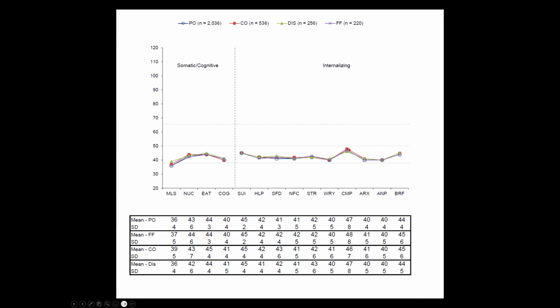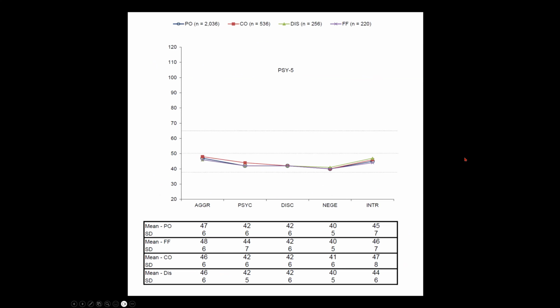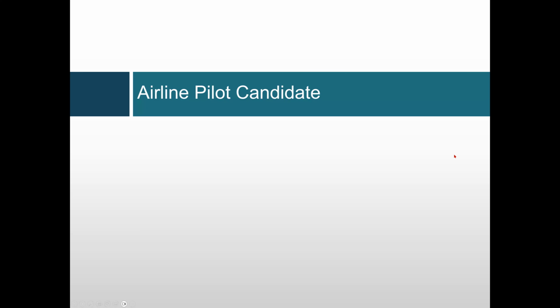We see similar findings for the other public safety positions, also with the self-importance and the dominance scales, and quite comparable scores on the Psi-5 scales. All right, this is one of our recently added comparison groups, a sample of airline pilot candidates.